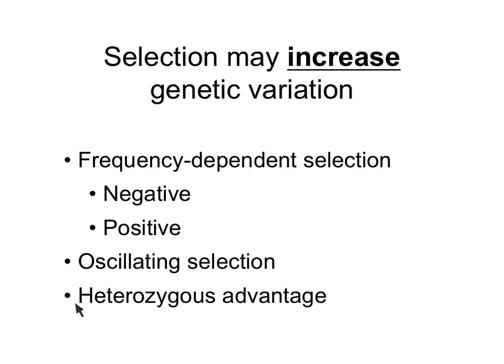And finally, the heterozygous advantage is when heterozygotes are favored over homozygous dominant or recessive, and this can stabilize the genotype of the population by favoring heterozygous even though the homozygous traits or a particular allele is not favored over the other.